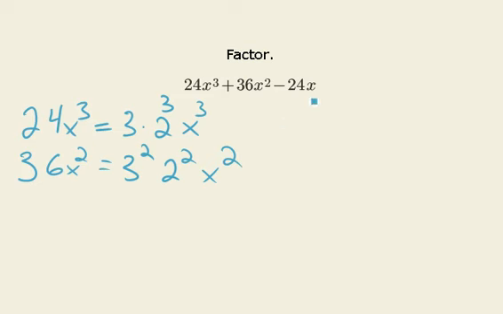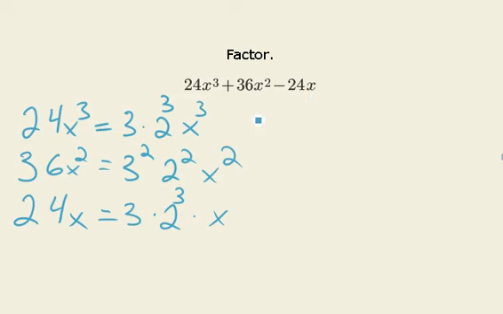And then finally, we can look at this 24x. Well, we already know what the factors of 24 are. We just did that on the previous one. So 24 has factors of 3 and 2 and 2 and 2, so 2 cubed. Then we also have an x as part of its factors. So now we know the factorization of each of those three terms, right? Each of the three monomials that make up the big polynomial.